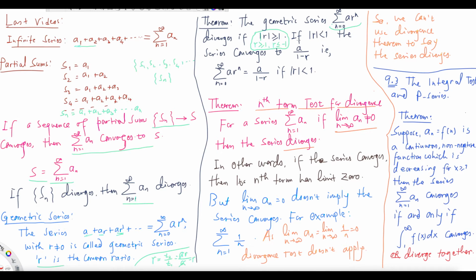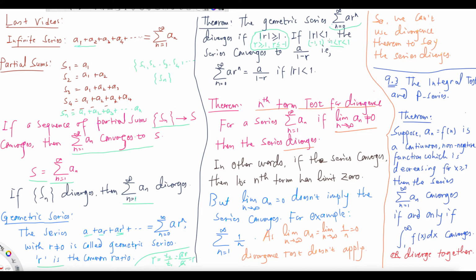Or if the absolute value of R is less than 1, that means R is between -1 and 1, excluding the boundary. You can say that if -1 is less than R is less than +1, if the common ratio is between -1 and +1, then the series converges. If the common ratio is outside -1 and +1, including -1 and +1, then it diverges. If it is inside that interval, then the series converges.